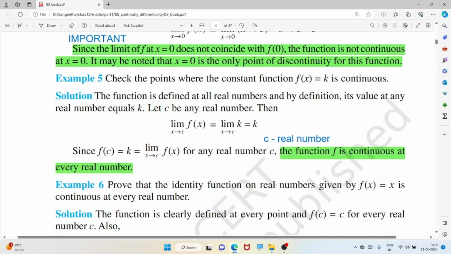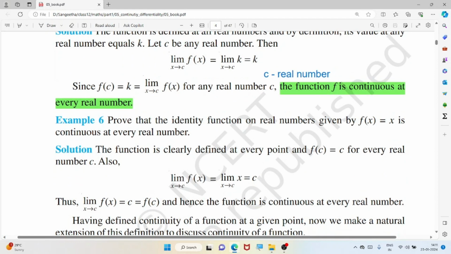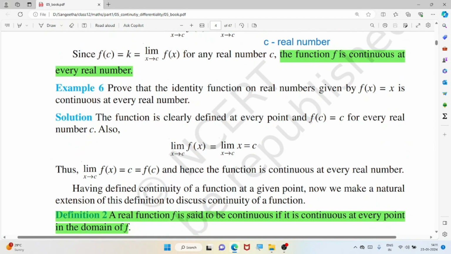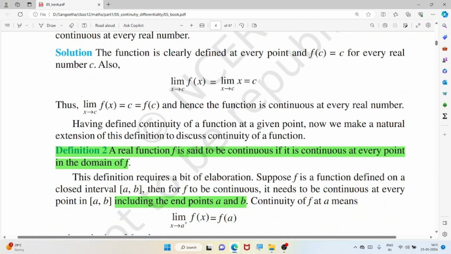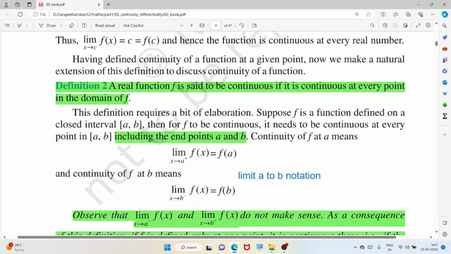K is continuous, K is a single constant value. So you can go through it. So f is continuous on the real numbers. So this is the definition. A real function f is said to be continuous if it is continuous at every point in the domain of f. Okay, every point in the domain of f.